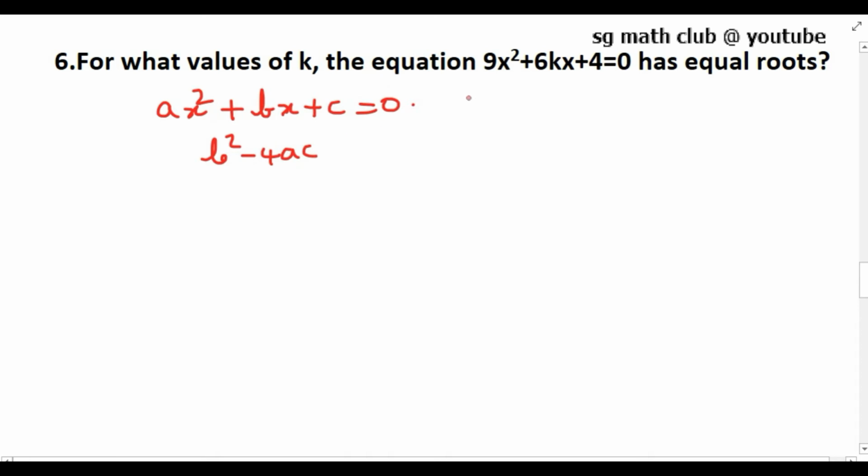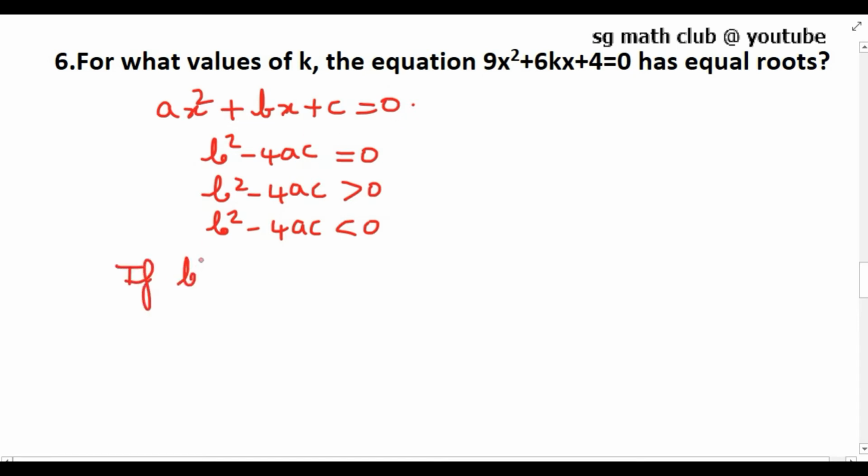So this quadratic equation will have equal roots when the discriminant is equal to 0, and if the discriminant is greater than 0, then it has two distinct and real roots, and if the discriminant, that is b square minus 4ac, is less than 0, then the roots will be imaginary. So here the question is, for what values of k does the quadratic equation have equal roots? So the quadratic equation will have equal roots if b square minus 4ac equal to 0.